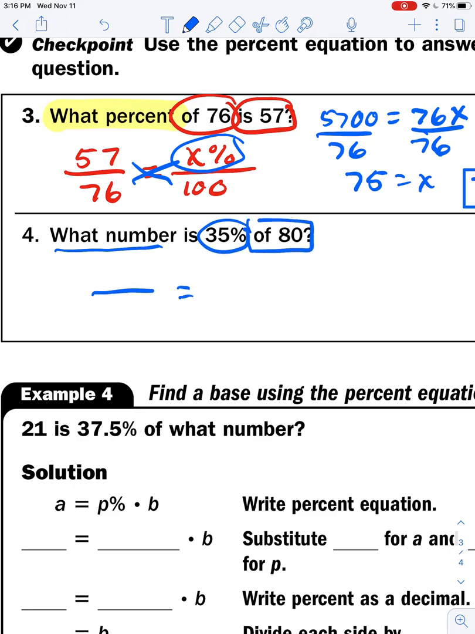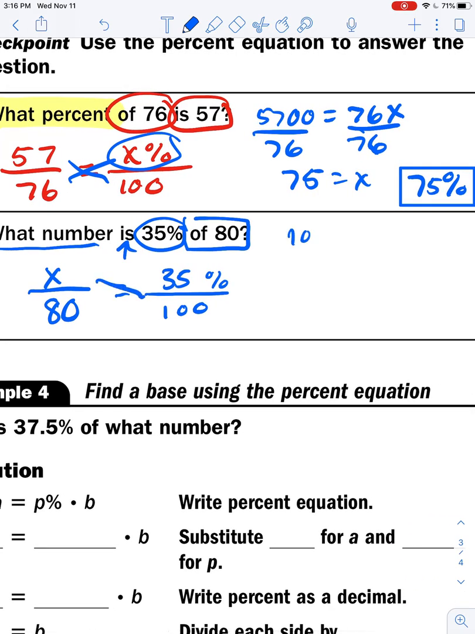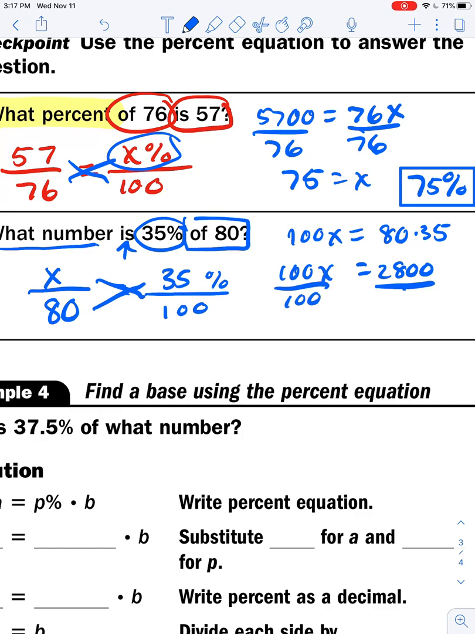All right, here, what number is 35% of 80? So setting it up, 100 always goes here. The percent goes there. Since I know the percent, the 35 goes there. What number is, so I don't know that, of 80. So that's my total, my big whole number. So here's my setup. Cross multiply. I've got 100x on one diagonal and 80 times 35 on the other. So 80 times 35 gives me 2,800.